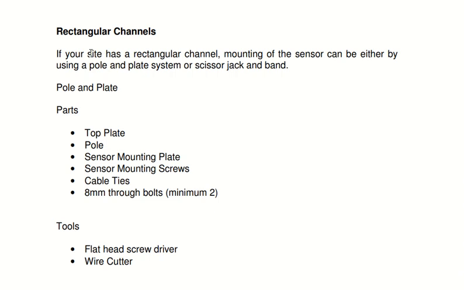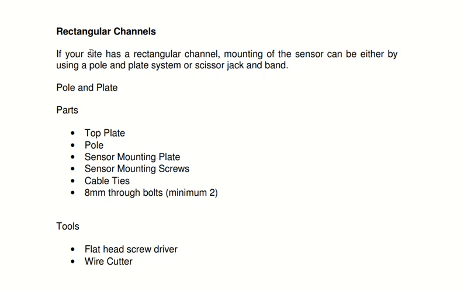For rectangular channels, mounting sensors can be done either by using a pole and plate system, or a scissor jack and band. First, for the pole and plate system, which parts will you require? You will require a top plate, and a pole because it would be a base. Then you will require a sensor mounting plate and sensor mounting screws, some cable ties, and 8 mm through bolts. Tools you will require are the flathead screwdriver and wire cutter, same as previously.